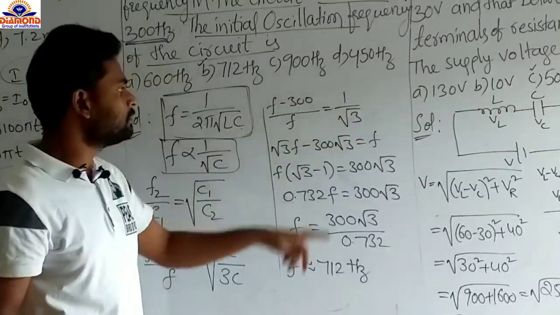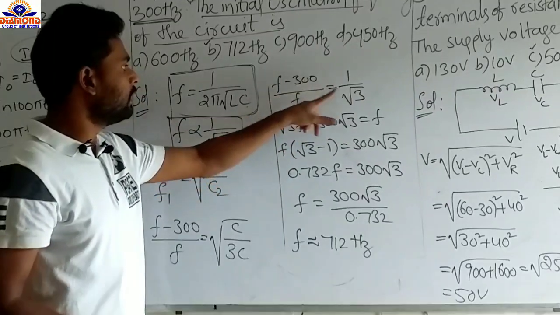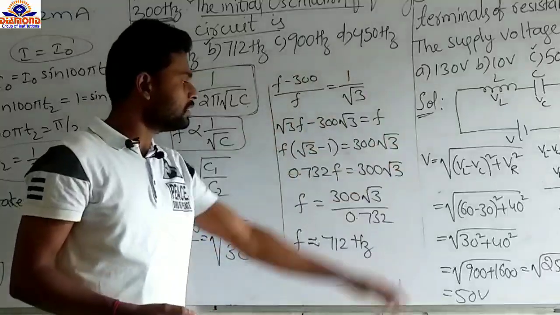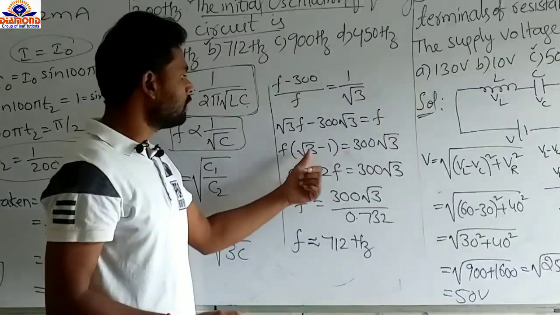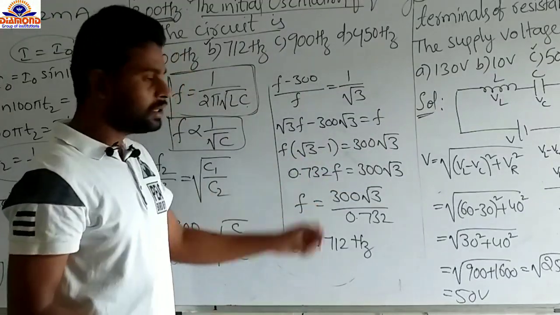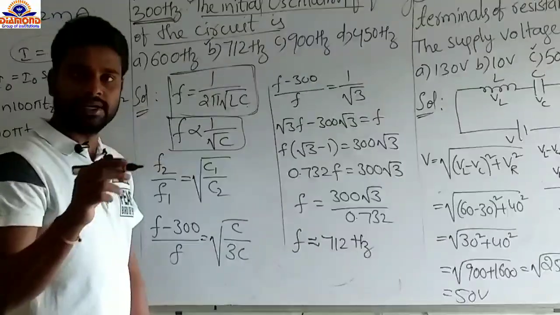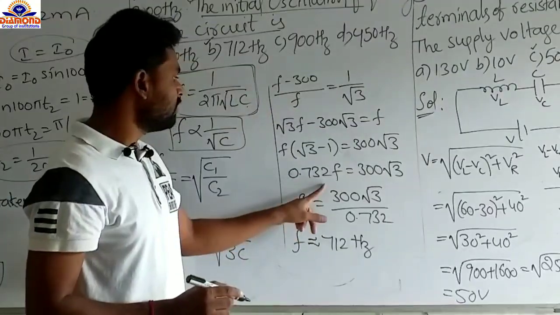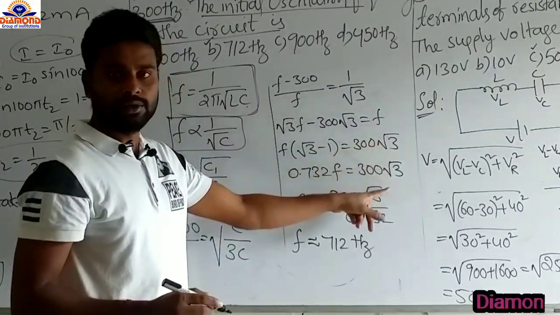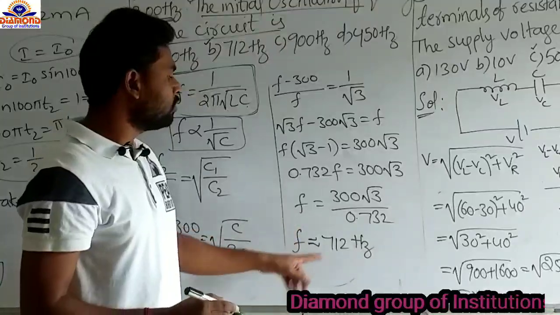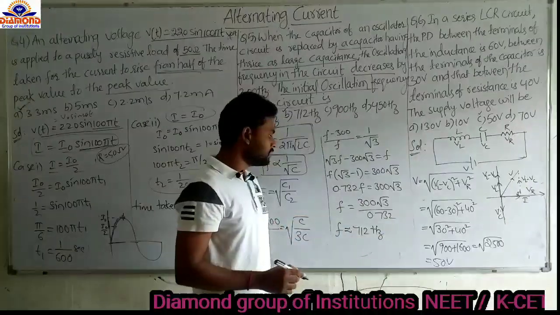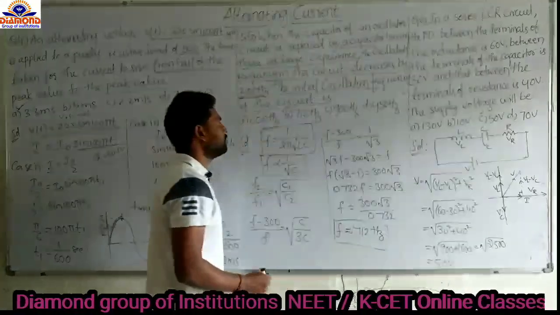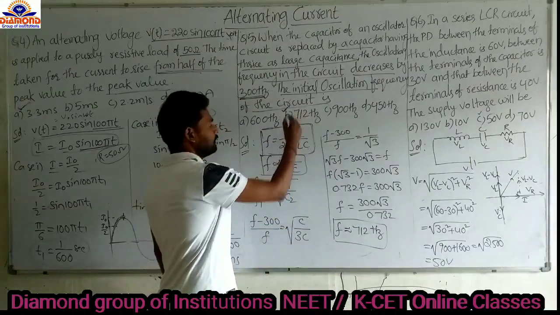So F minus 300 by F equal to 1 by root 3. Root 3 send this side, cross multiplication: root 3 into F minus 300 equal to F. So now F send this side, 300 root 3 send that side. So F common here, root 3 minus 1 equal to 300 root 3. Root 3 value we already know, 1.732. 1.732 minus 1 is 0.732. So 0.732 F equal to 300 into root 3. Now F value we have to find: 300 root 3 by 0.732. Simplify, we will get the answer approximately 712 Hertz. B is the right option.